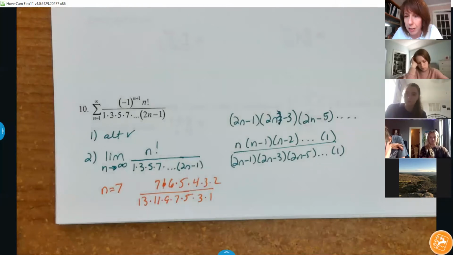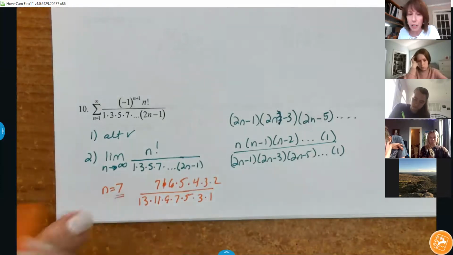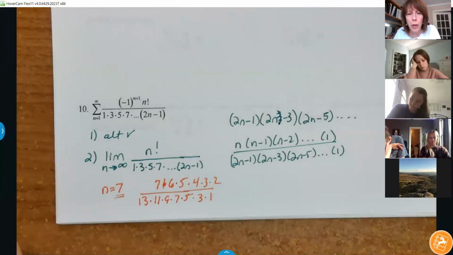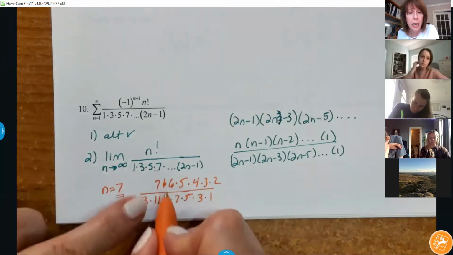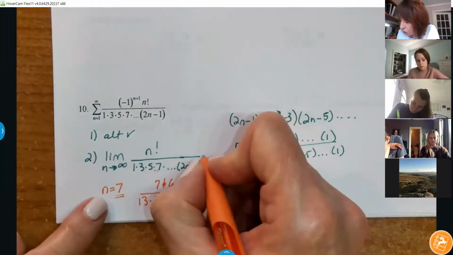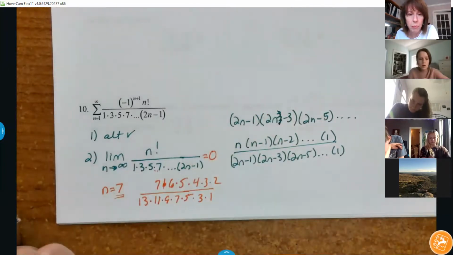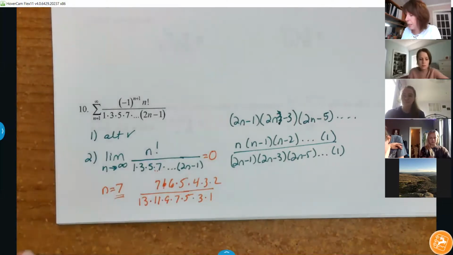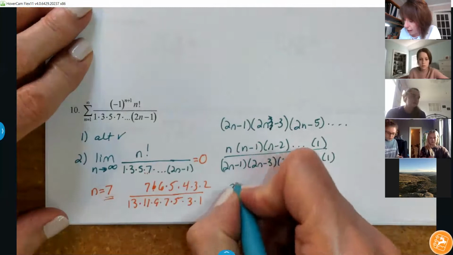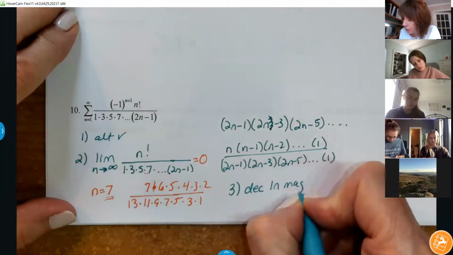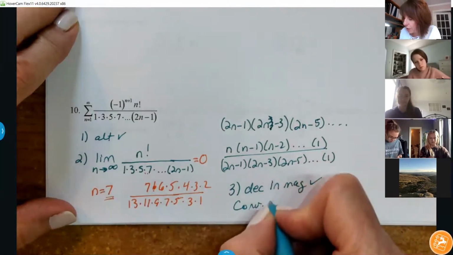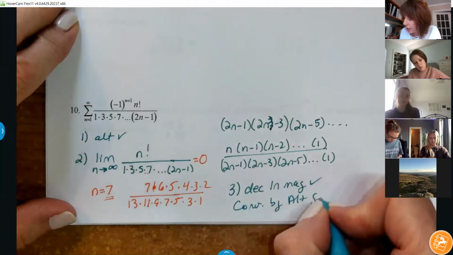It is way bigger. And that's only for n is 7. When n would be larger, it would be a greater difference. So I'm convinced that the bottom is increasing at a faster rate than the top is. So this limit is going to be 0. And since the bottom is increasing at a faster rate, our terms are decreasing in magnitude. So this converges by the alternating series test.